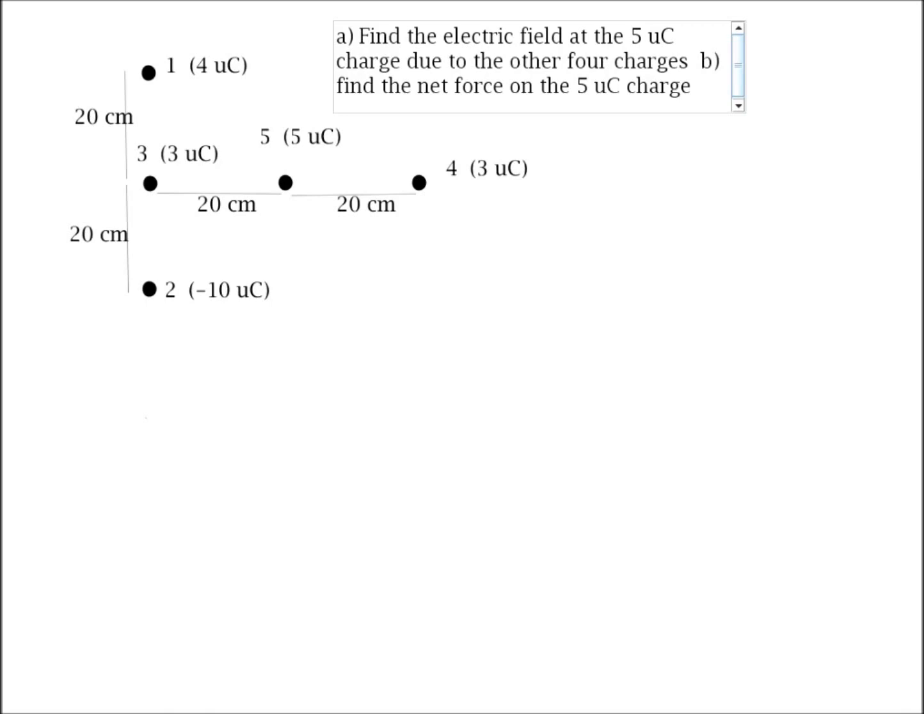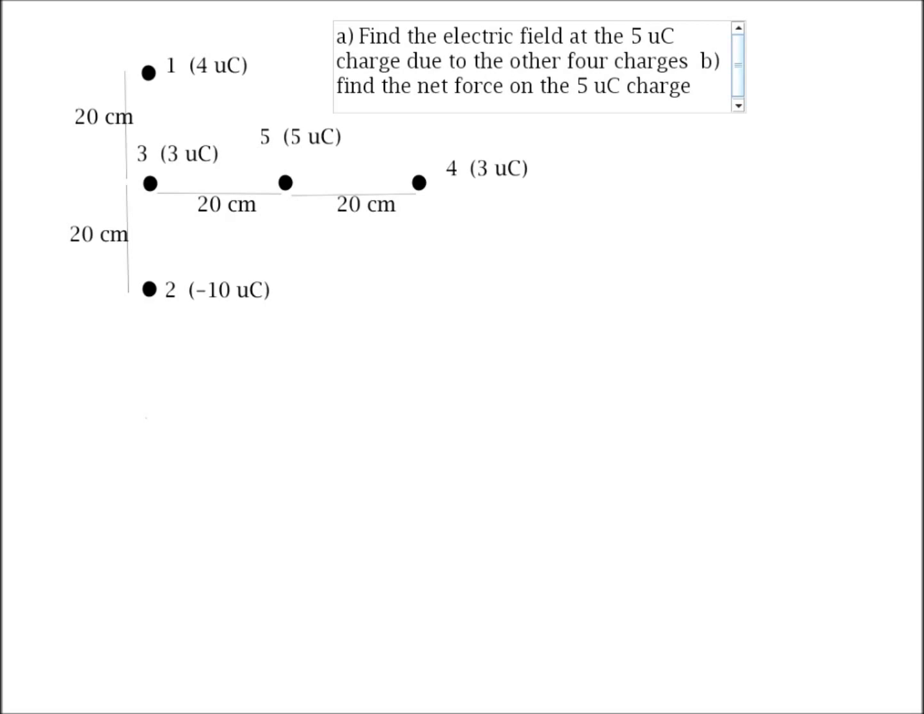Okay, in this problem, we have a 5 microcoulomb charge that is kind of in the middle of all of these other point charges, arranged as shown in the diagram. And first, we're supposed to find the electric field at the point where the 5 microcoulomb charge is due to the other 4 charges. Well, whenever you want to find the electric field at a point due to several different charges, the way to do that is to find the electric field at that point due to each individual charge and add them all up.